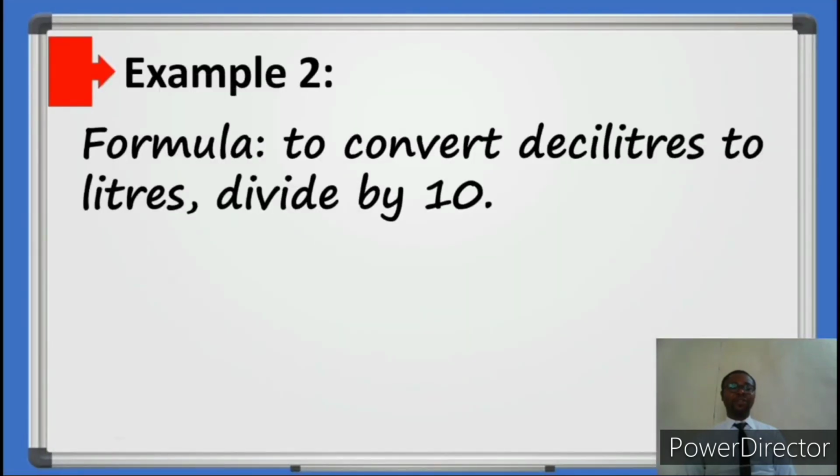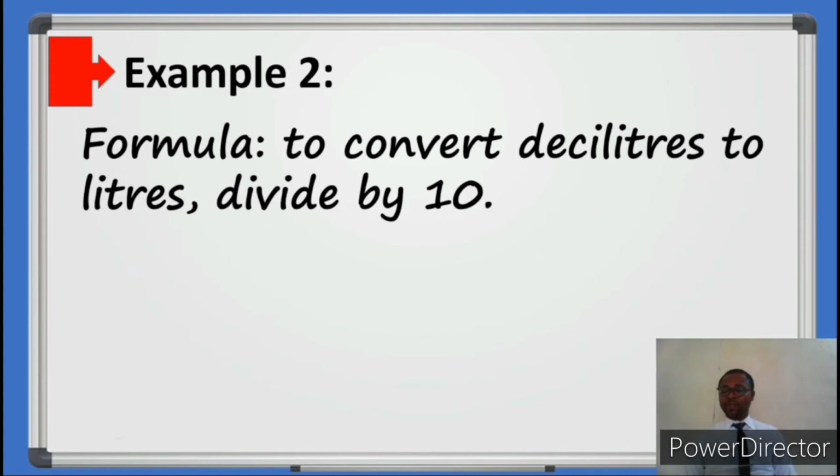The formula we're going to use is this. To convert deciliters to liters, divide by 10. That makes sense, doesn't it? Yes, because liters is bigger than deciliter. So when you are converting from a smaller unit to a larger unit, you divide. Since we know that 10 deciliters is equal to 1 liter, if we are converting from deciliters to liters, we divide by 10.